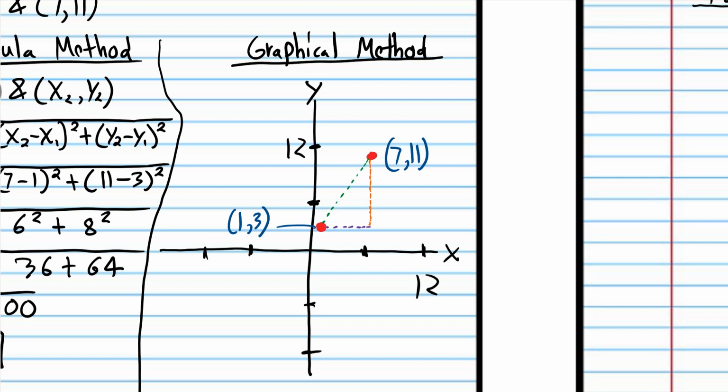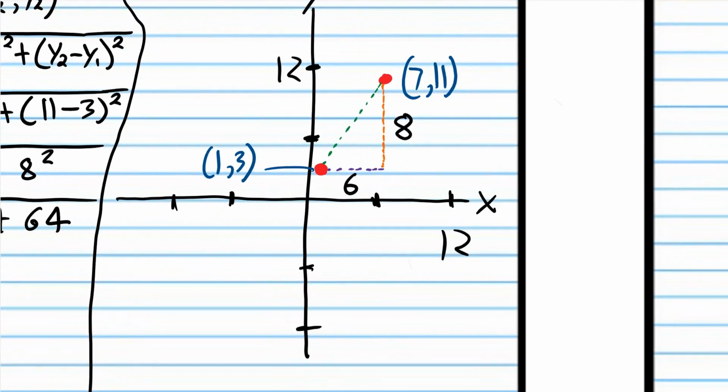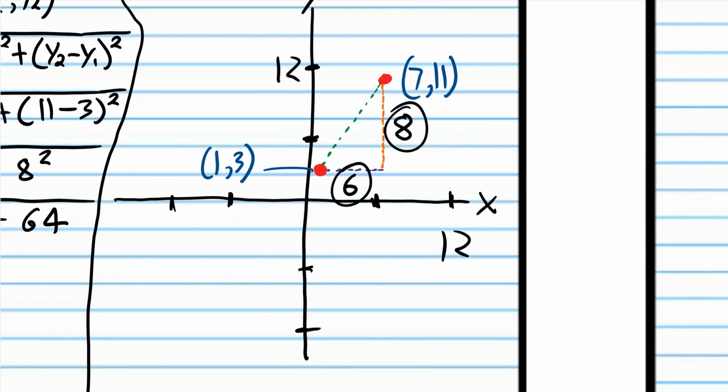Very quickly, to find the vertical leg, the orange dotted line, we're going to subtract the y values. So 11 minus 3 is 8. To find the length of the purple dotted line, we subtract the x values. 1 minus 7 is negative 6. Even though it's negative 6, I'm just going to write a positive 6, because when you plug it into the Pythagorean theorem, the negative is going to go away anyway. So just be aware that sometimes you'll get negatives here. If you do, just turn them to positives. You don't really need them to be negative.